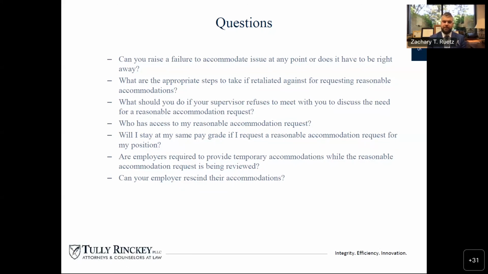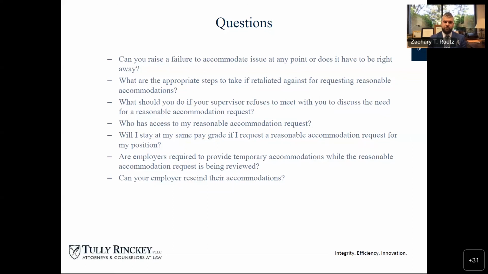Will I stay at my same pay grade if I request a reasonable accommodation for my position? Absolutely. The pay grade should not change at all. One thing that can be proposed is a change to your position, a change to your duties, a reassignment to a different position. But again, that reassignment is, number one, an accommodation of last resort, and number two, has to be at the same pay grade.